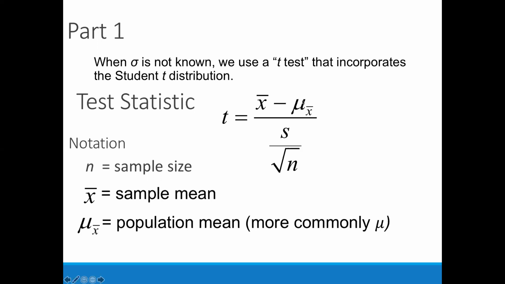Mu x, in other words, the population mean, is more commonly denoted as just mu. So you might see this expressed as x bar, in other words, the sample mean, minus mu, not mu of x bar. Something to note. Again, n is the sample size and s is the sample standard deviation.